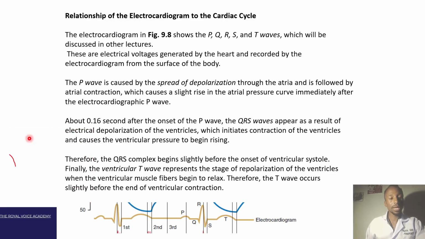Sorry, let me get my laser pointer. Then about 0.16 seconds after the onset of the P wave, the QRS waves, because these are just one wave, it is one wave, it is a complex, appear as a result of electrical depolarization of the ventricles, which initiates contraction of the ventricles and causes ventricular pressure to begin rising. Therefore, the QRS complex begins slightly before the onset of ventricular systole.